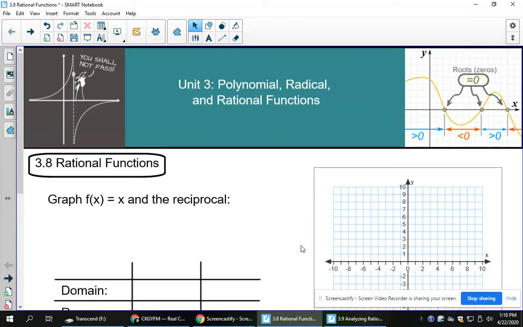Hi guys, today's lesson is 3.8 on rational functions. Rational functions are something that we started studying in 20-1 or 30-2, and we're going to take a look at some graphs today and the characteristics that they have, things like domain, range, intercepts, and asymptotes.